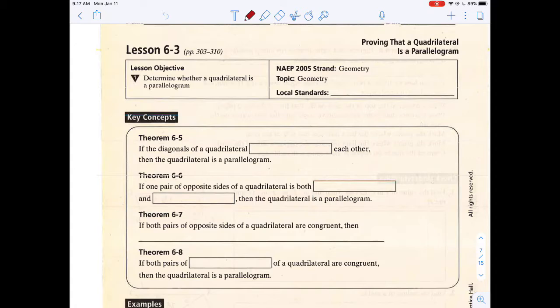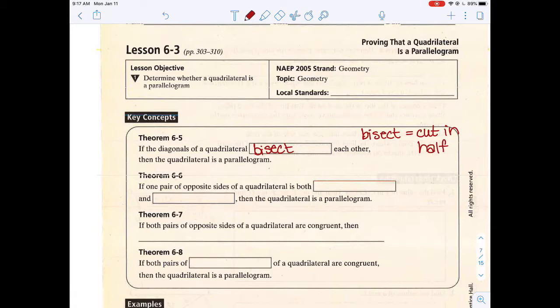It says if the diagonals of a quadrilateral bisect each other, then the quadrilateral is a parallelogram. Remember, bisect means cut in half. So that means that both halves are exactly the same.